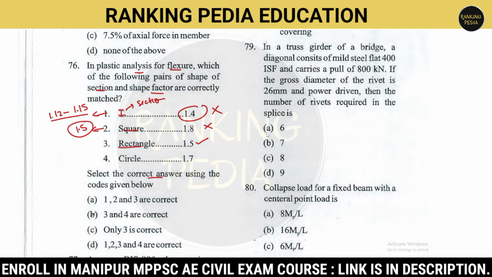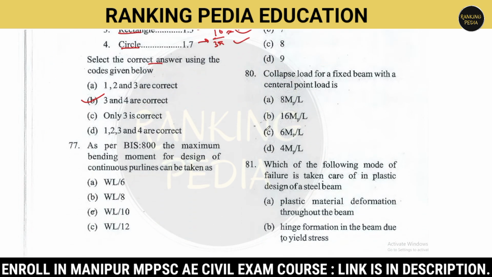Now coming to the fourth statement, circle with 1.7. For a solid circular cross section, the shape factor is approximately 16/3π, which when you calculate is approximately 1.7. So yes, the fourth statement is also correct. So which option will you take? That is option number B, 3 and 4 are correct. Next question is question number 77.